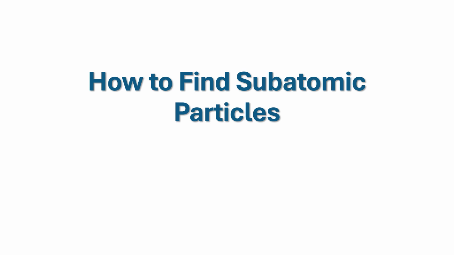Welcome to Chemistry Simplified. The topic for today is how to find subatomic particles. We're going to be using the periodic table to help us find the number of protons, neutrons, electrons, and also the mass number as well.